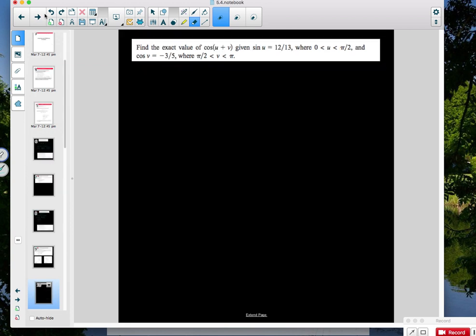So do the same thing for this problem, where you find cosine of the sum, where sine of u is 12 over 13 in the first quadrant, and cosine v is negative 3 over 5 in the second quadrant, which means what I'm looking for is two diagrams, alright? I'm looking for two quick diagrams in the correct quadrant. Does that make sense? Yes. Good.